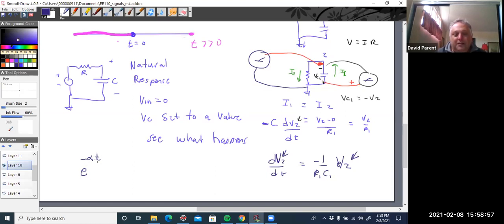Because if I take the derivative of this, I get minus alpha e to, right? If I take the derivative of that, what do I get? I get minus alpha e. There's the original thing, and now I've taken the derivative.